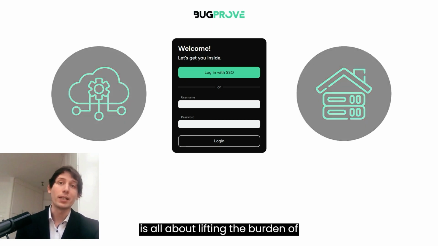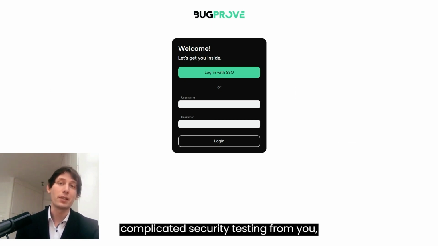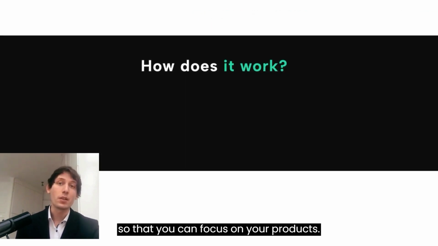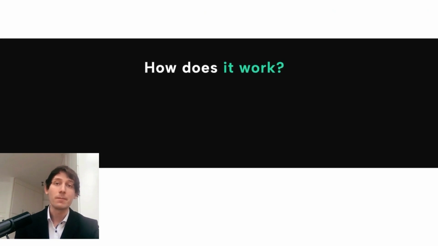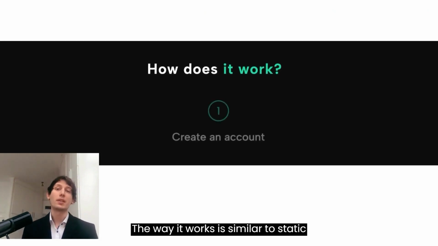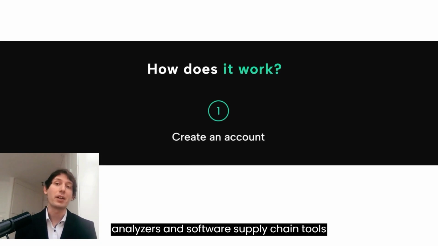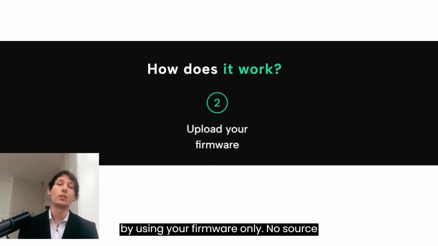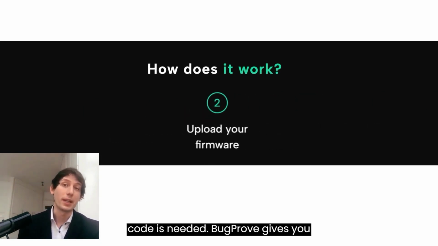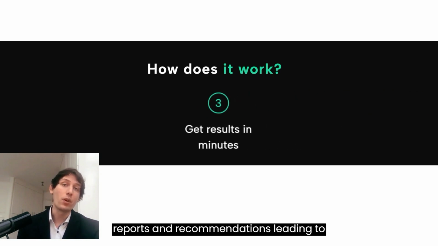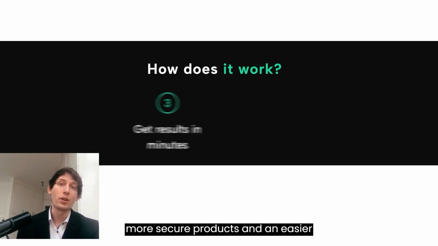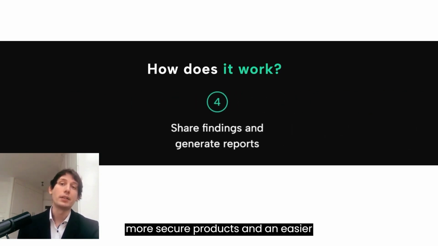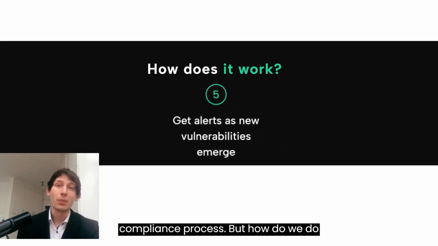BugProve is all about lifting the burden of complicated security testing from you so that you can focus on your products. The way it works is similar to static analyzers and software supply chain tools by using your firmware only. No source code is needed. BugProve gives you reports and recommendations leading to more secure products and an easier compliance process. But how do we do this?